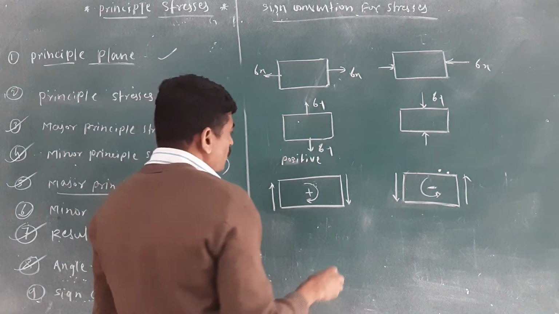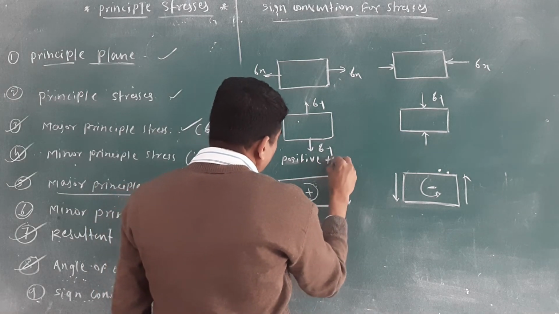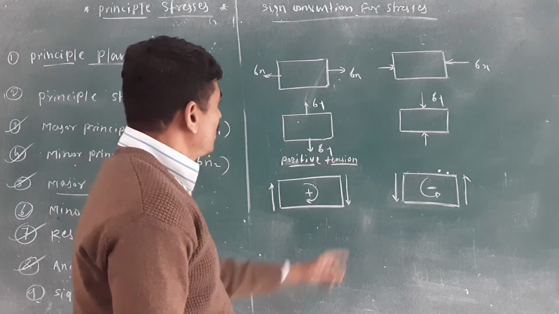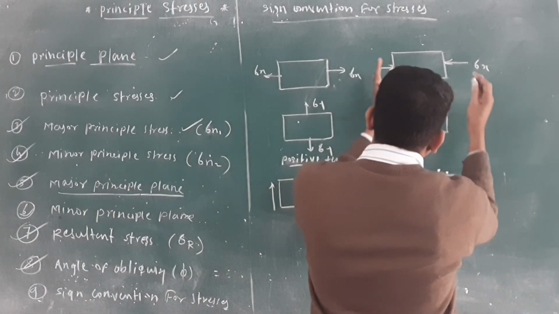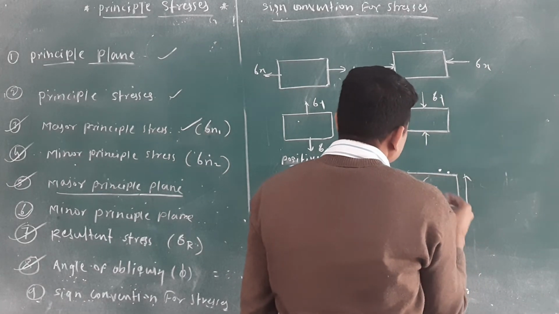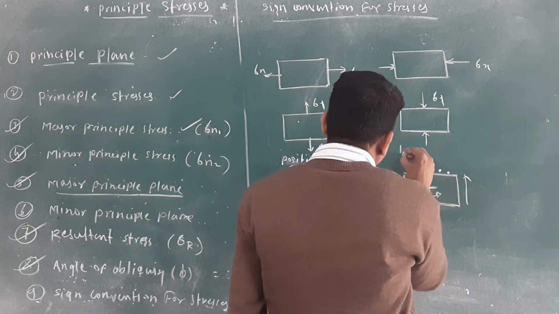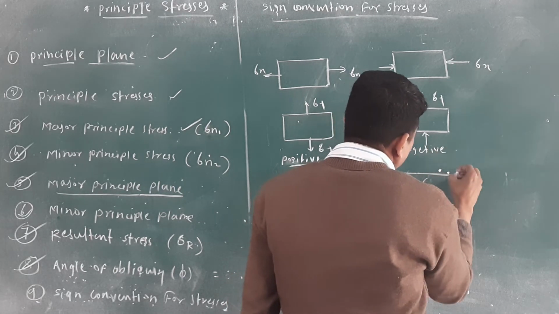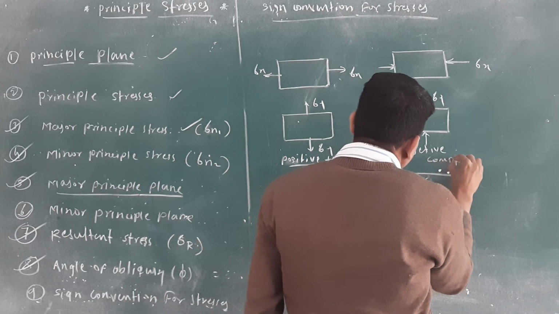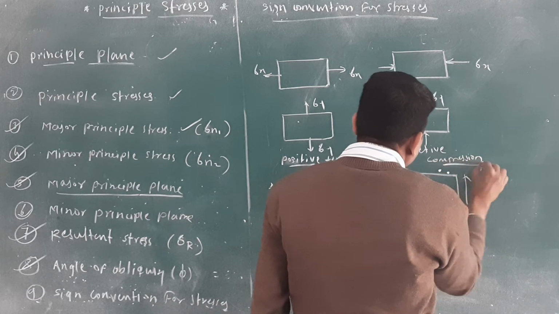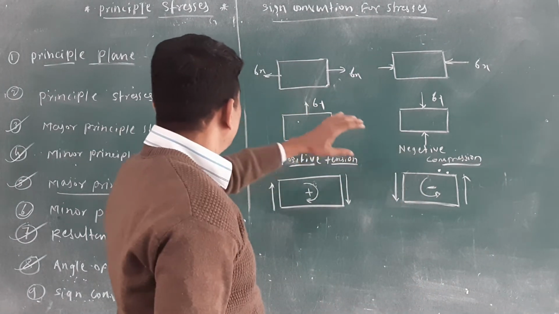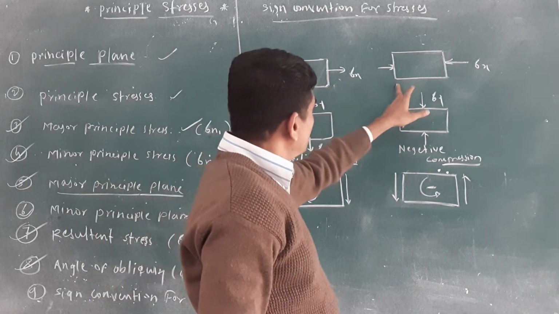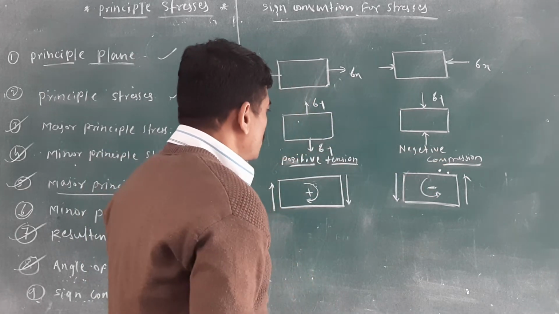Tensile force. Then we will consider the positive tension in the x and y, sigma x and sigma y. Here is a compressive force, a push force. Then here I will write negative, which means compression is there. You should consider the negative value. If there is a tension, then you have to consider the positive value. If there is a compression, then you have to consider the negative value.